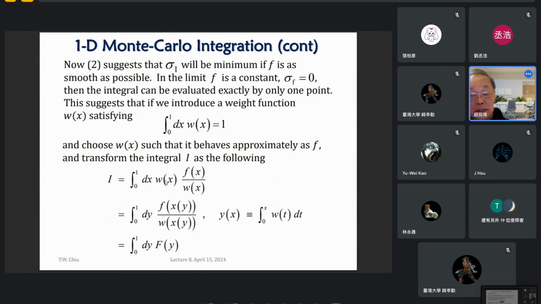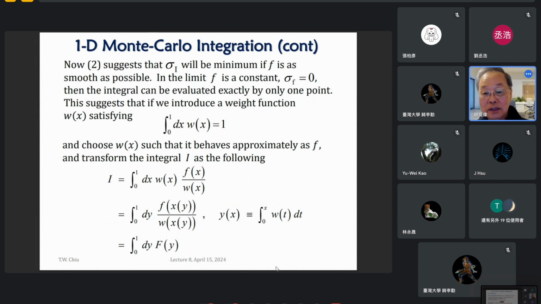Now I change the variable, dx W(x), to be dy, because dy is equal to dx W(x). Then I can do the integral. I define y(x) as the integral of W(t) dt from 0 to x. In this way, the value of y also changes between 0 and 1.